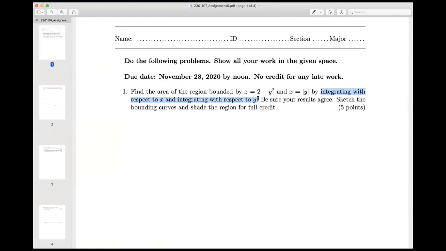So draw the picture first and then find the area with respect to x, and that means you use dx. And the other one is to integrate with respect to y, you use dy. All right, so be sure you check. That means your answer must be the same no matter whether you integrate with respect to x or y.